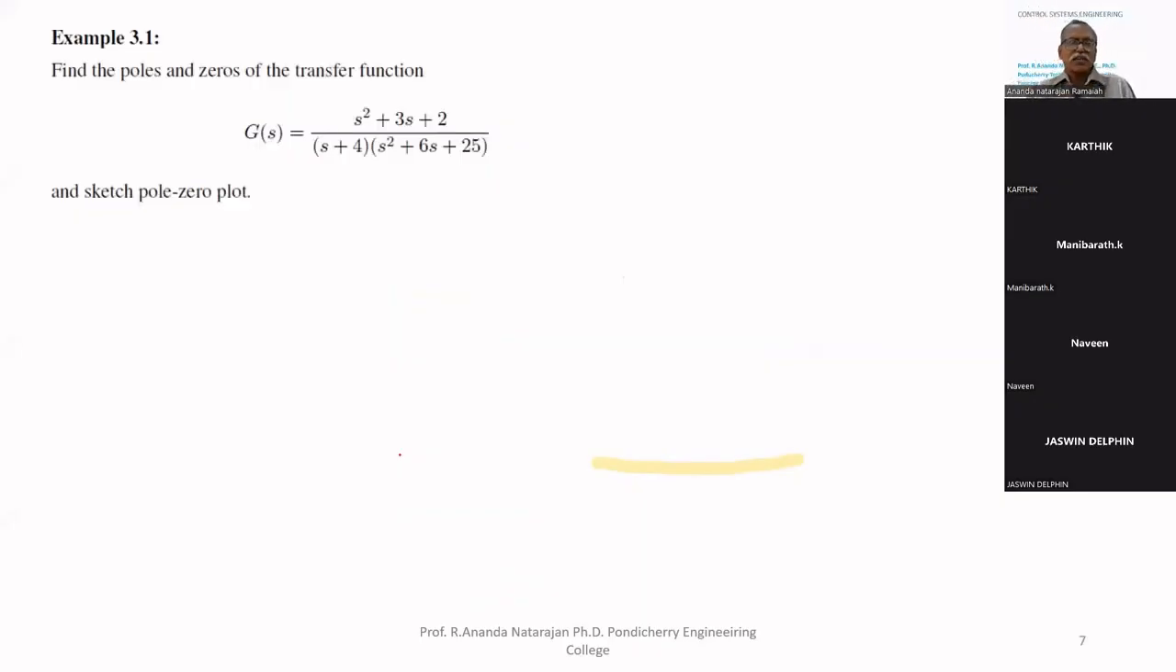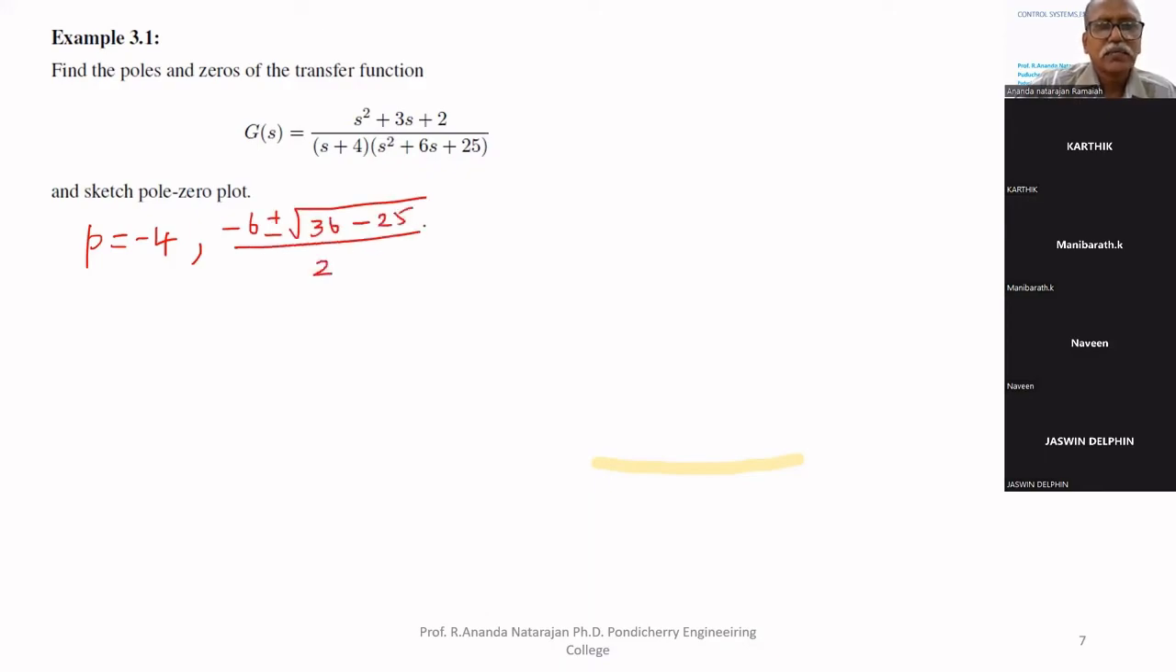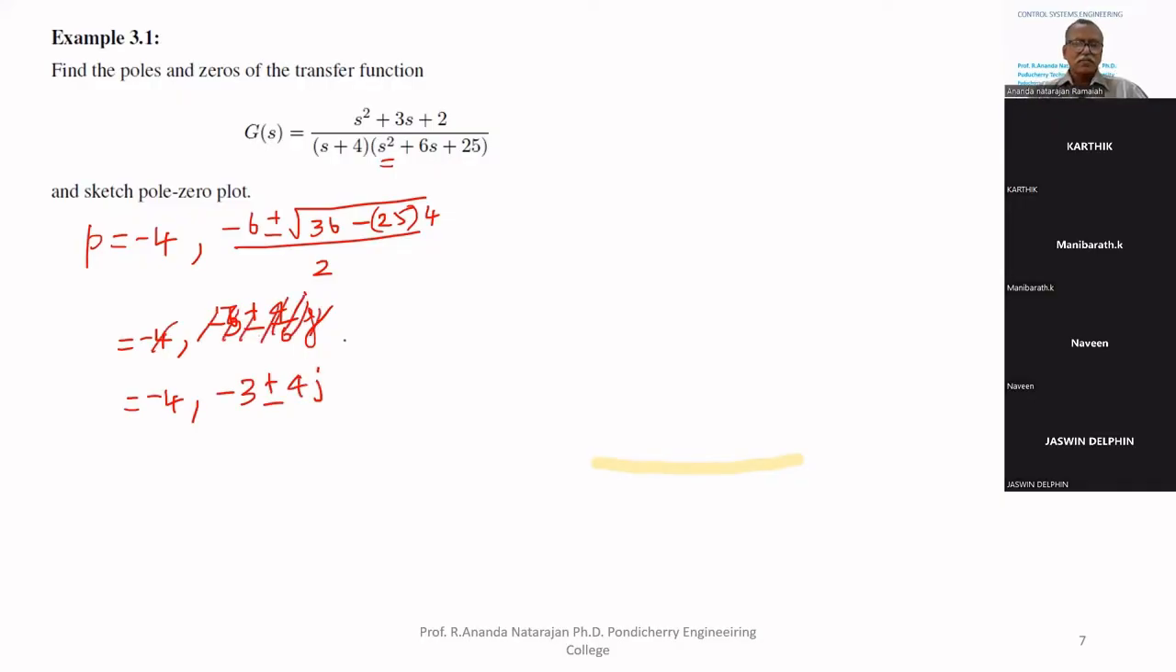Find the poles and zeros of the transfer function and plot them on the s plane. Find the poles. One pole is at -4. Then the other poles are -6 plus or minus the square root of b squared minus 4AC, divided by 2A, which gives -3 plus or minus 4j.